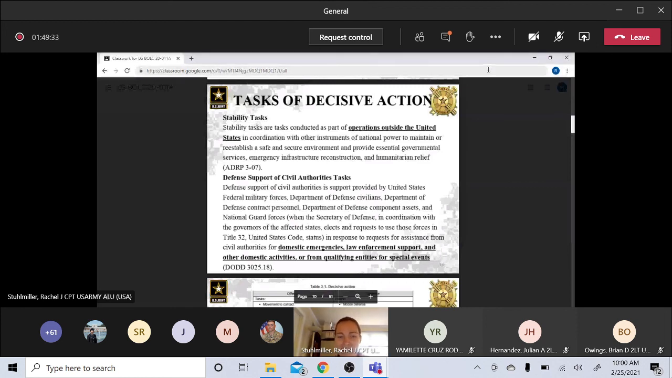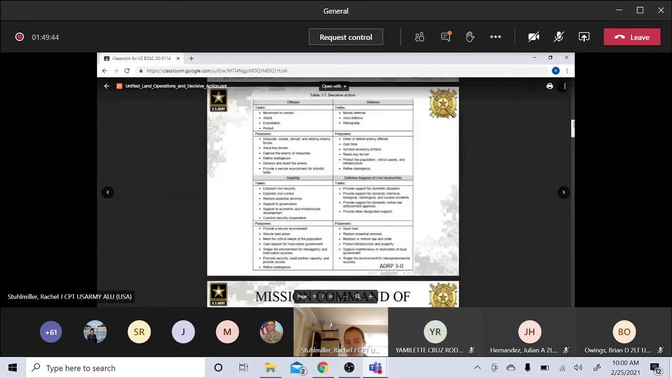So we've gone through what stability tasks are and what defense support of civil authorities is. Now next, I'm a chart person. I love charts. So this really highlights decisive action. It gives you the task and purpose for your offense, your defense, your stability, and defense support of civil authorities. This is critical for you to know.